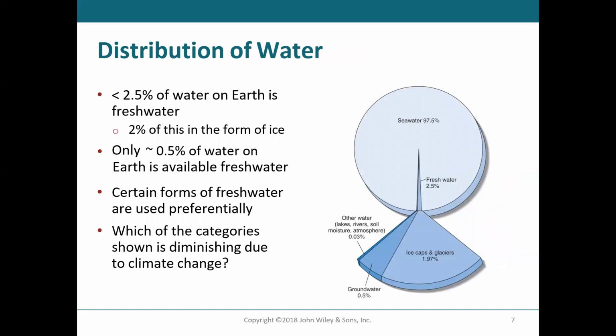The distribution of water is very uneven, right? As I mentioned, less than 2.5% is fresh water, and 2% of it is in the form of ice caps and glaciers, etc. That means there's only 0.5% of water on Earth as available fresh water, okay, that we can use. And some forms of fresh water are used preferentially, which we'll discuss.